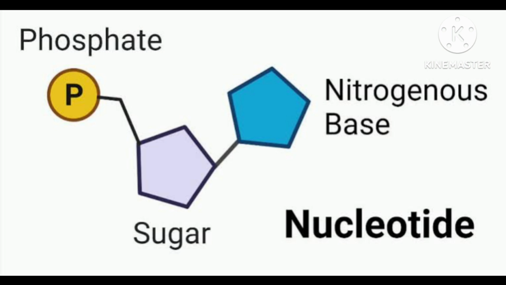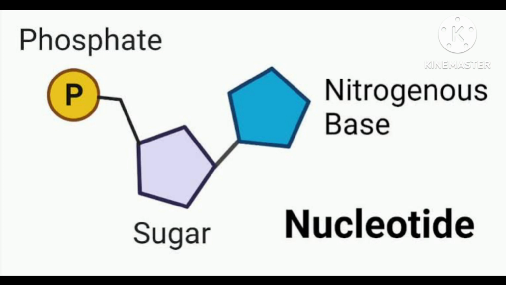at carbon 5 position, means 5 dash position of the sugar moiety, we get a nucleotide. Nucleotide, TIDE. When phosphoric acid is attached at carbon 5, the outside CH2OH carbon, from that carbon if phosphoric acid is attached, then it is called a nucleotide.